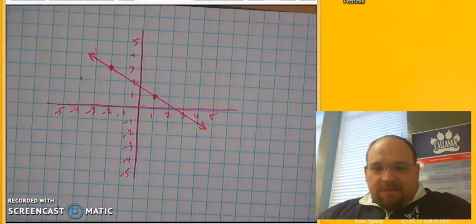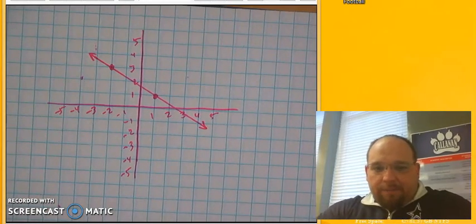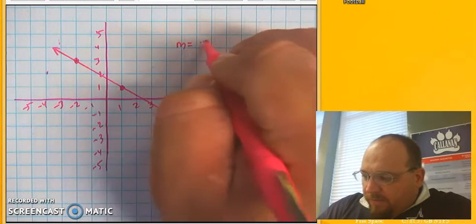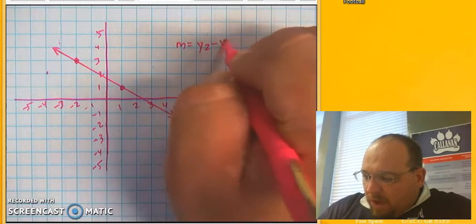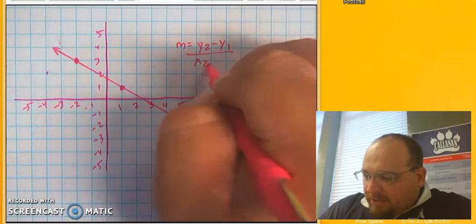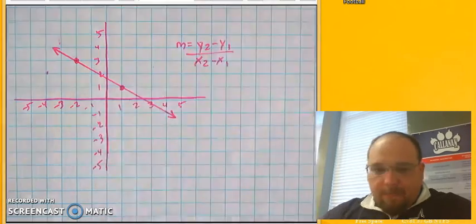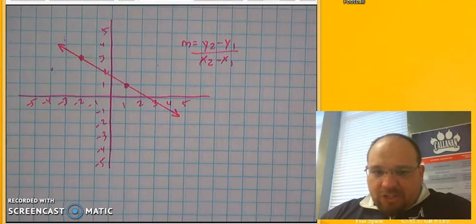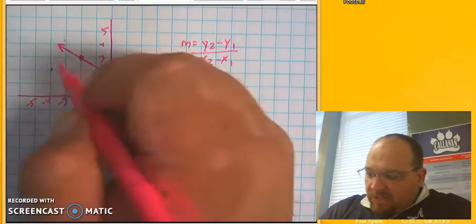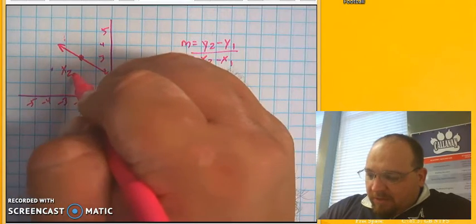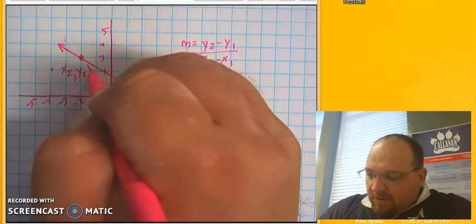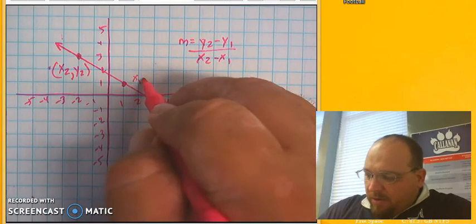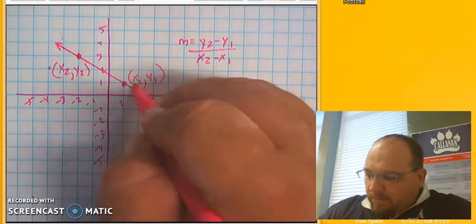All right, we did a positive slope. Now let's take a look at a negative slope. Again, we're going to use the slope formula, which is y2 minus y1 over x2 minus x1. First thing I want to do is identify my 2s and my 1s. I'm going to use this point as my 2s just because that's what I'm deciding to use. So this is going to be my x2, y2, and this is going to be my x1, y1.